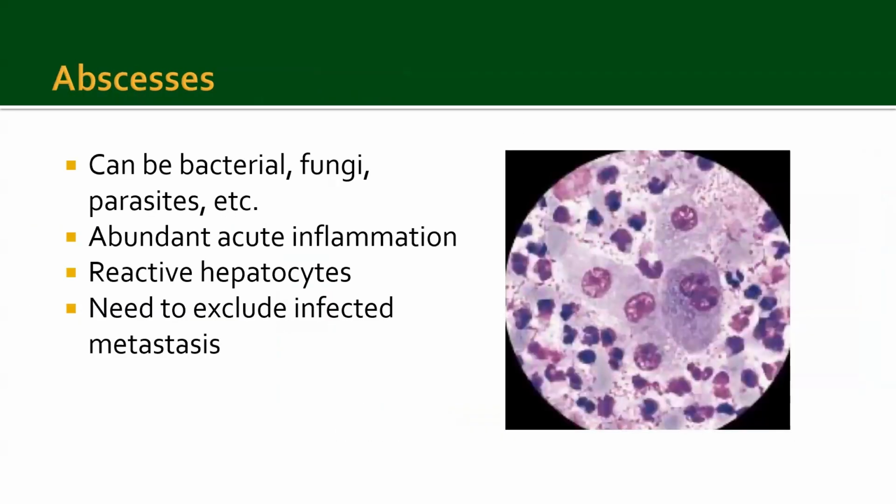Next, for abscesses, these can be caused by either bacterial, fungal, or parasitic agents, or combinations, other things, etc. These can be described and seen on cytology as abundant exudate and acute inflammation. You'll get reactive hepatocytes, or that spectrum of benign to reactive, depending on how severe the abscess is. And when we see abscesses, it's important to exclude an infected metastasis, either from metastatic cancers or even from an actual hepatocellular carcinoma that can cause an abscess over time, depending on where it is.